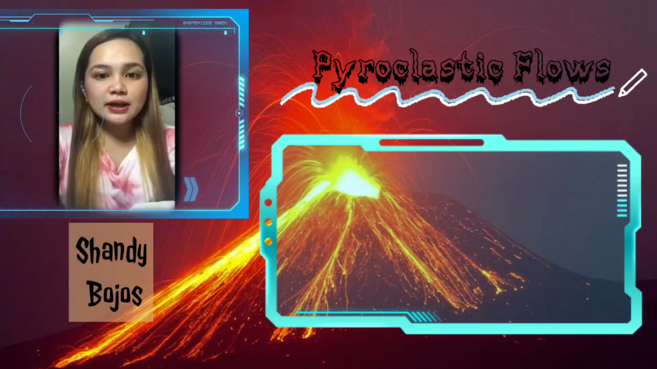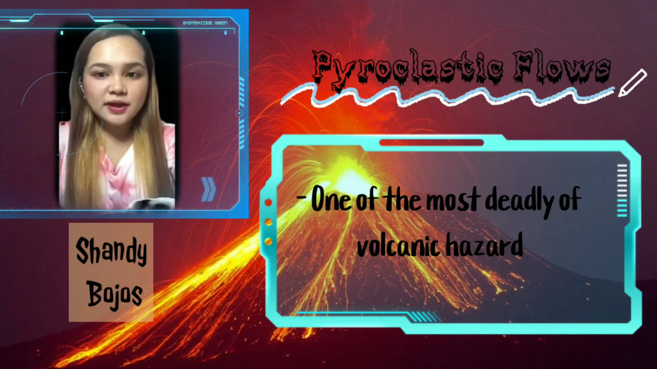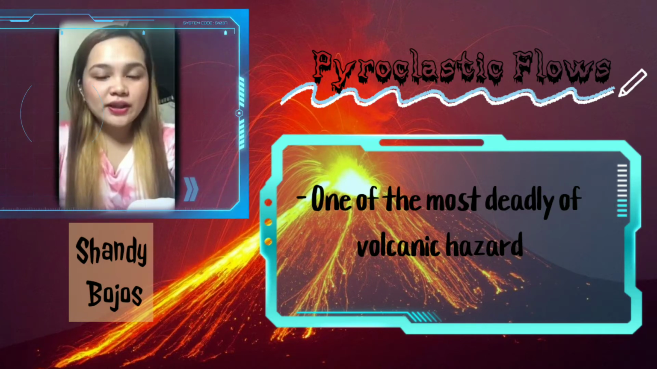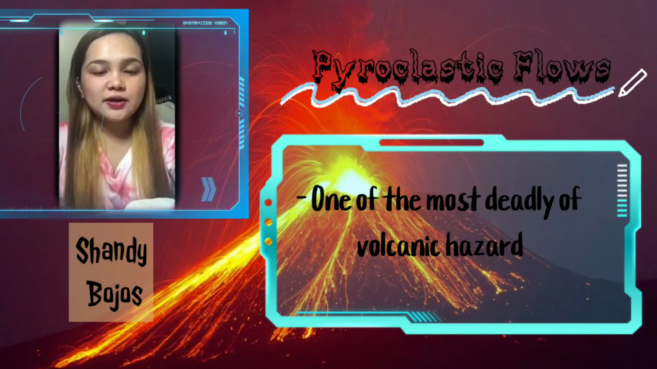In addition, based on my research, pyroclastic flows are one of the most deadly of volcanic hazards because they are rapidly moving avalanches of hot rock, dust, and gas that flow down the side of a volcano and into surrounding valleys. They can also climb up and over ridges and high ground. They are dangerous because they can often flow faster than a car, so there is little chance for you to escape.